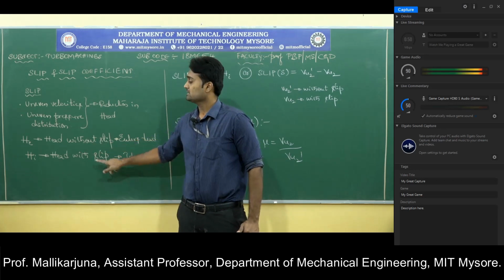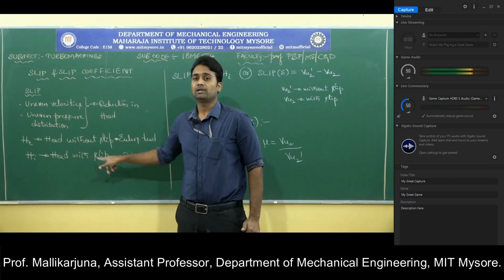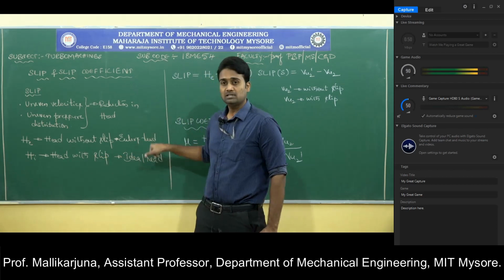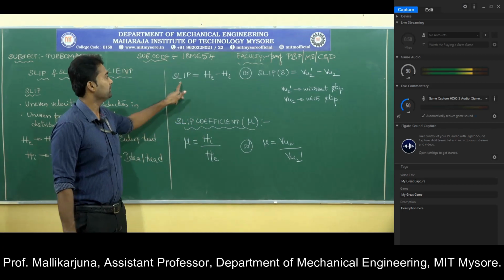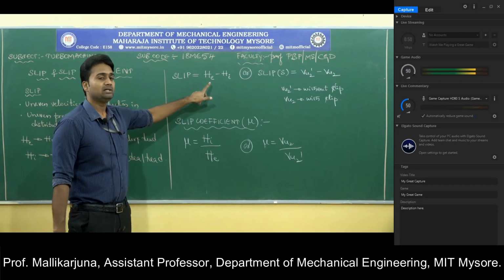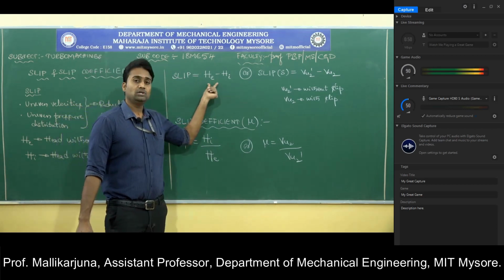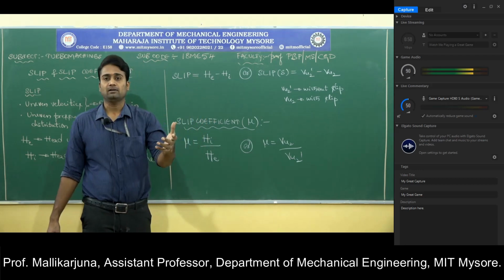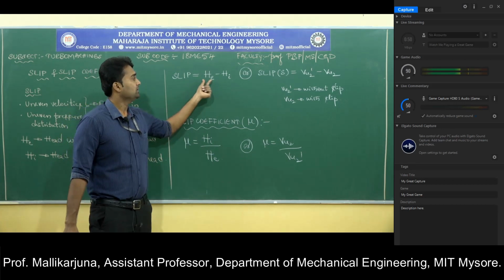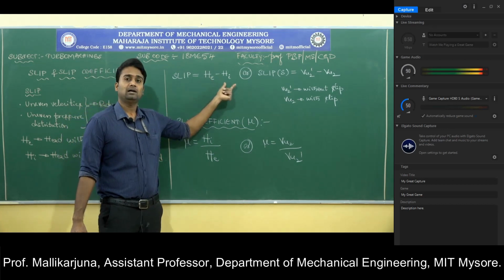If there is a slip in the fluid, then I will call it the ideal head. Please keep these two things in mind. I will be back to that by understanding what is slip. Slip is the difference between Euler's head and ideal head for ideal velocity triangles. It is the difference between Euler's head and ideal head.